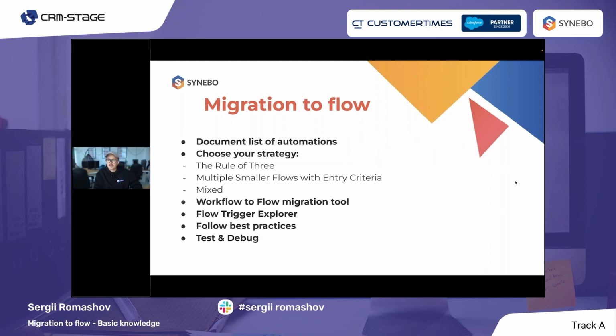Now this is my checklist when I do the migration. First of all, you have to document a list of all existing automations. I mean that you have workflows, process builders, whatever. You have to create a Google Sheet and split it object per object. When you have one list of all workflow rules per object, then you will be able to choose your strategy. Salesforce suggests we use the rule of 3.